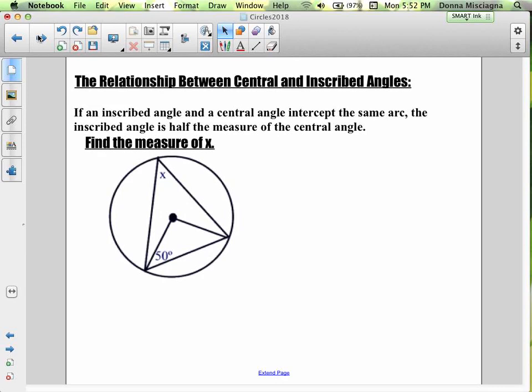The first thing I notice is I have a central angle here. I don't know the measure of the central angle. I don't know the measure of the intercepted arc. But I do remember that central angles are formed by radii. So this one is a radius, and this one is a radius of our circle. It goes from center to the edge. And I remember something about radii.